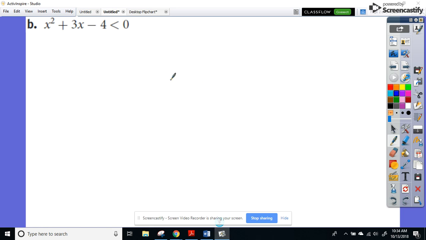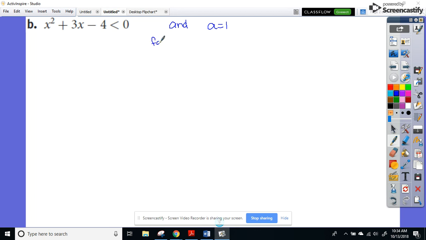Okay, so I'm going to work these last two examples. I'm going to start with noticing that this is less than, so I'm already anticipating this being a shading between my two zeros. A is equal to 1. I do not have a GCF, so I'm ready to factor.